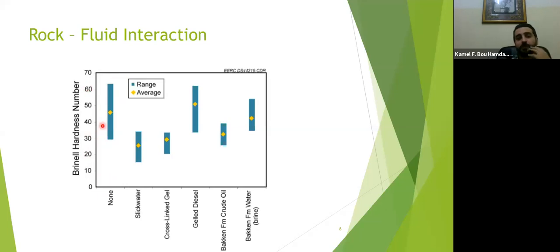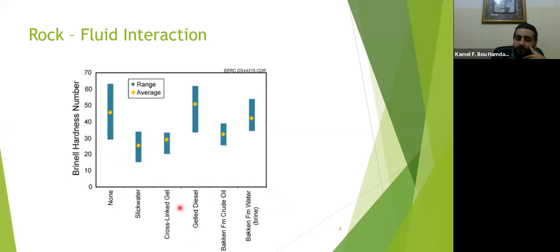So what happens to the rock when we introduce the fracturing fluid? Here we have two cases where water has been used. This is slick water, and here we have gel also added to it. If you look at the Brinell hardness now, you can find that it has decreased a lot. The lowest was 30 over here, and now it's around 15. So the rock was hard, and now it became soft.